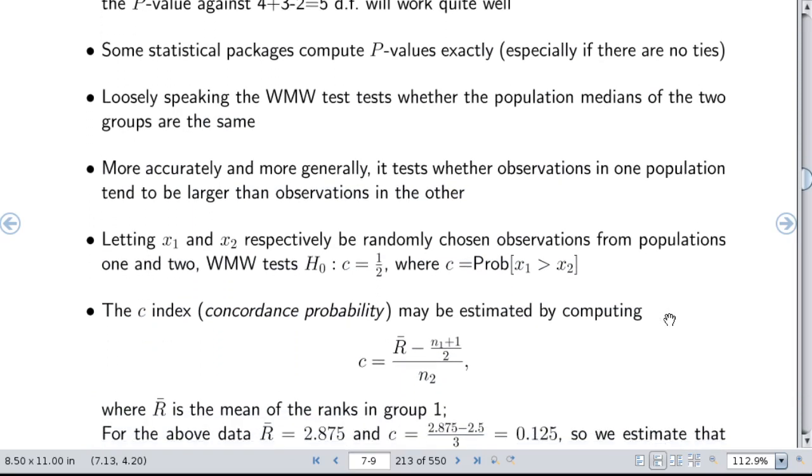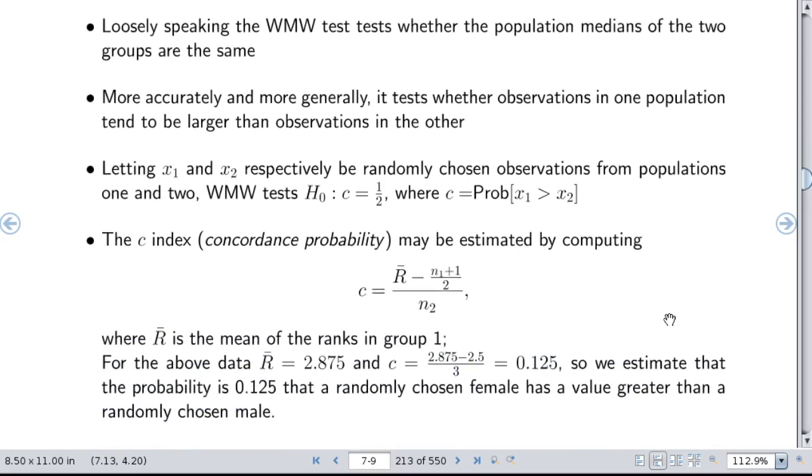It is commonly said, and it's not really right, that the Wilcoxon-Mann-Whitney test tests whether the population medians of the two groups are the same. It really doesn't do that, but it does that more than it tests whether the means are the same. That's about all you can say in favor of calling it a test of medians. But more accurately and more generally, the Wilcoxon two-sample test tests whether observations in one population tend to be larger than observations in the other.